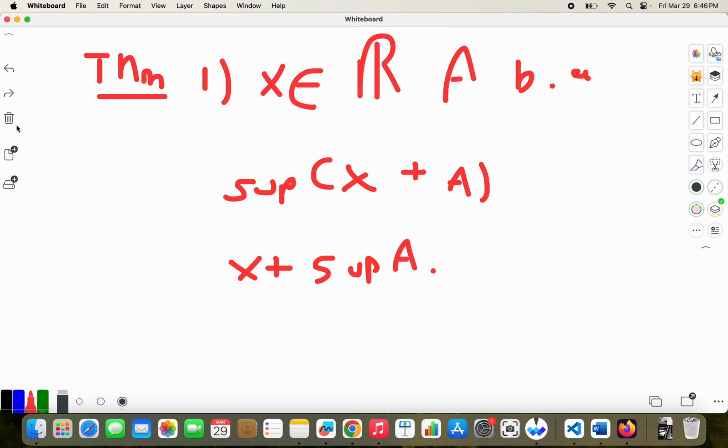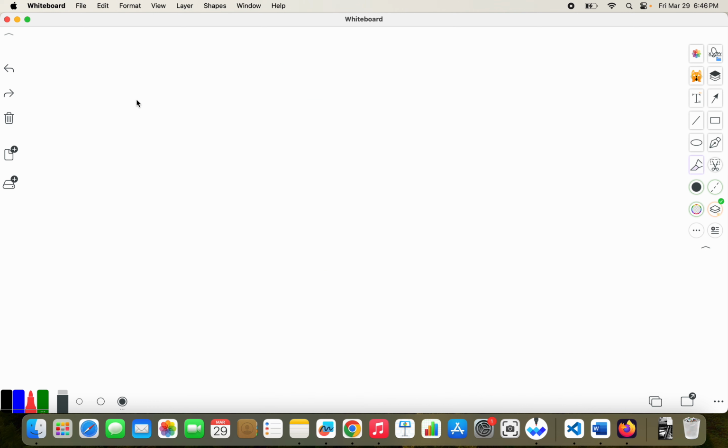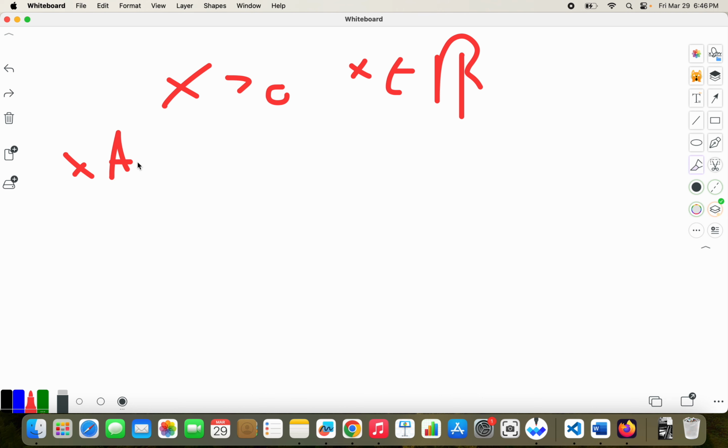And a very similar proof over here, except x has to be greater than 0. Oh yeah, we're also going to assume x is real. Just assume that. And A is bounded above. Then the new set is bounded above. Oh yeah, the first one's also bounded above. And sup of the new set is equal to x times the sup of A, the original set.